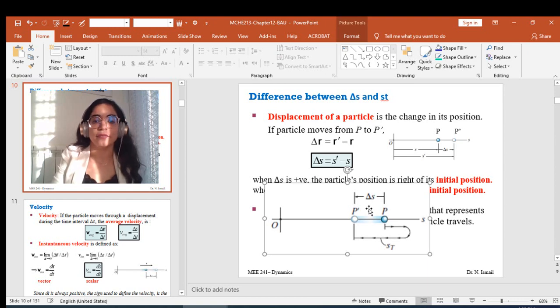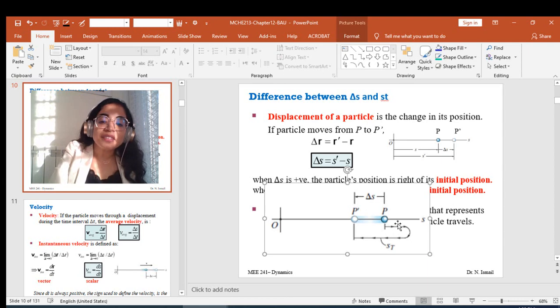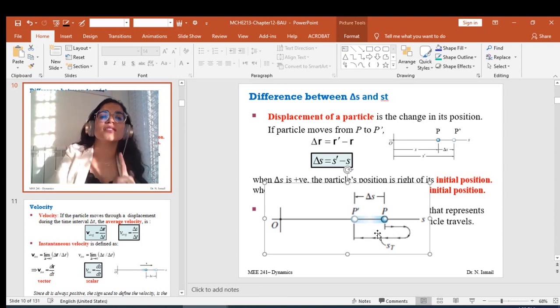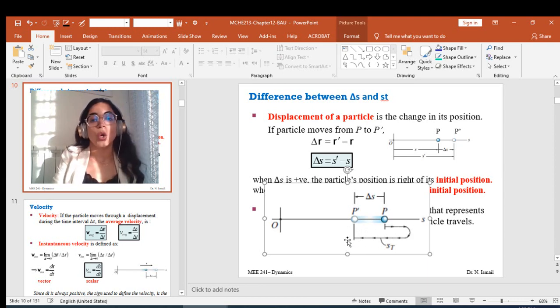What about ST? First of all, ST is always positive. It is a distance, all right? Guys, delta S doesn't depend on the path. But in fact, this particle is going in this way to reach P prime. Which means, guys, that the distance traveled from P to P prime, ST, is equal to this whole distance, which is much greater than the absolute value of delta S.